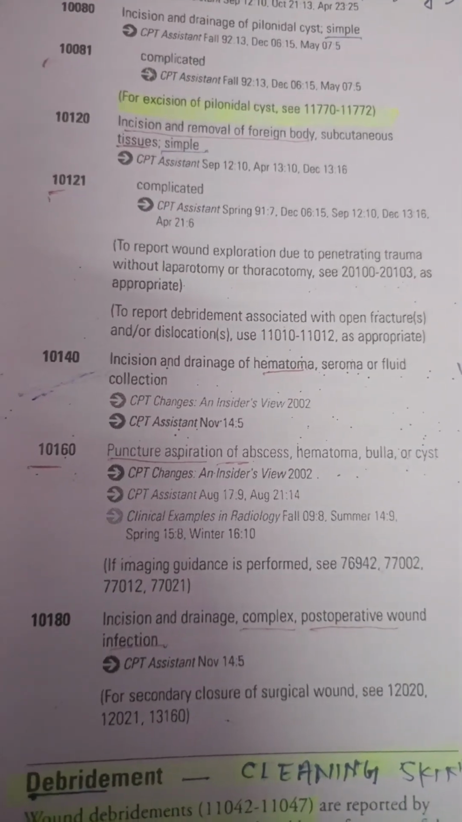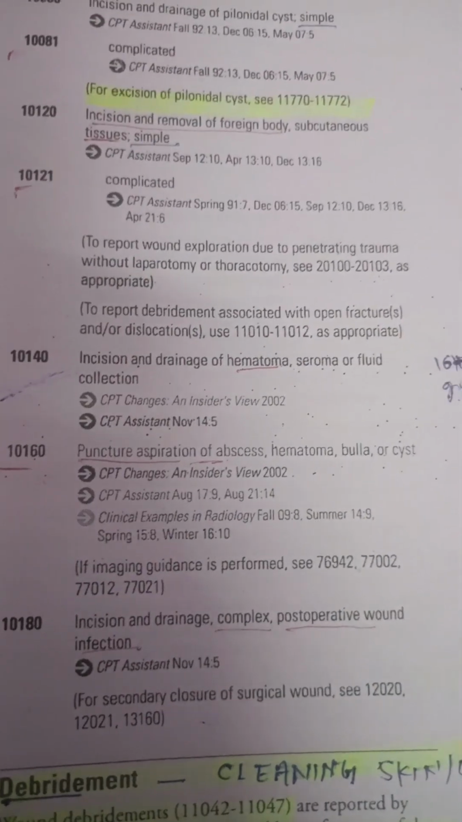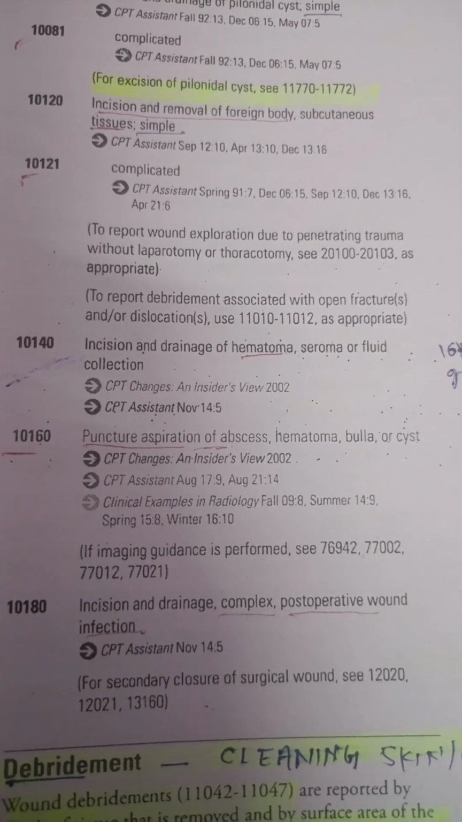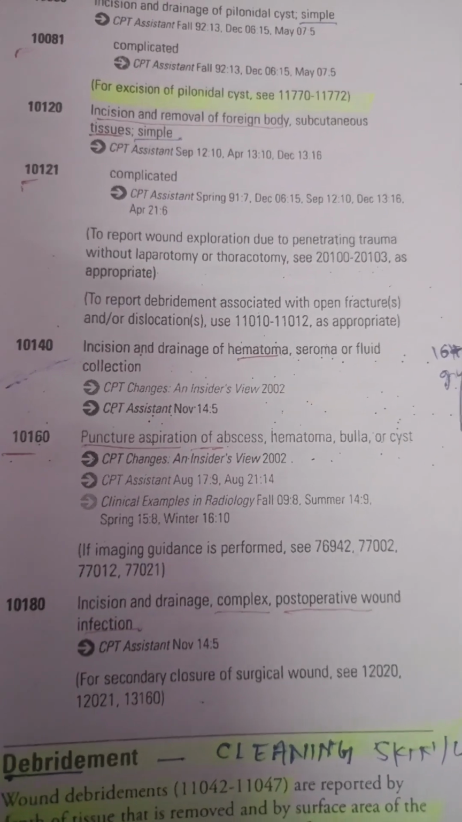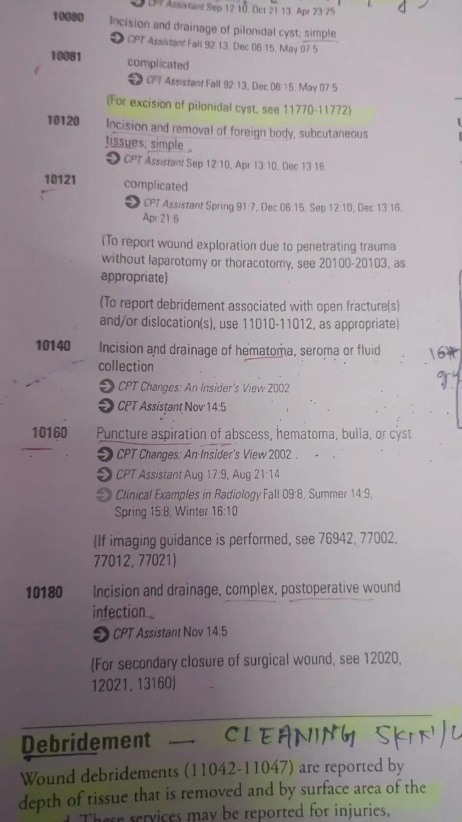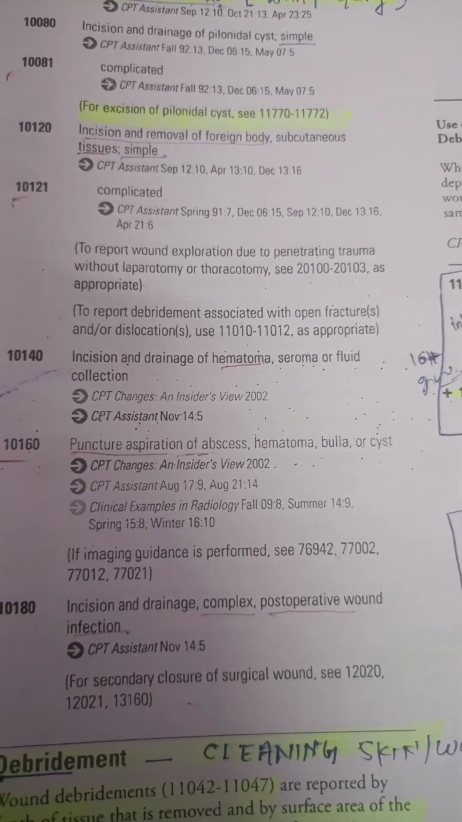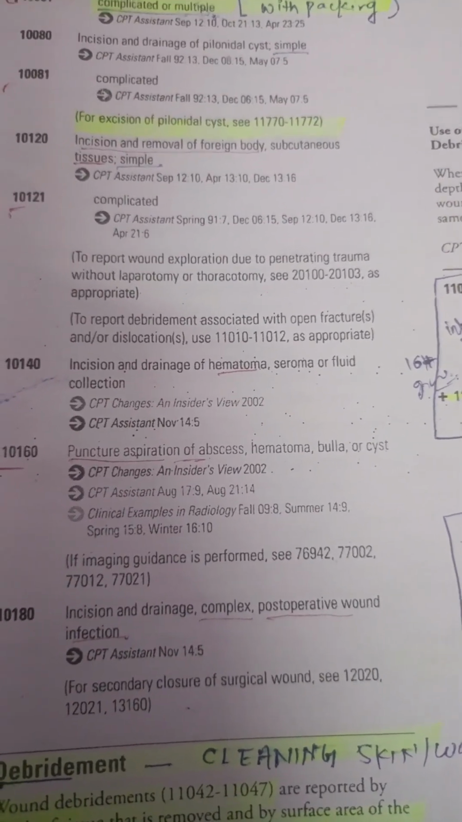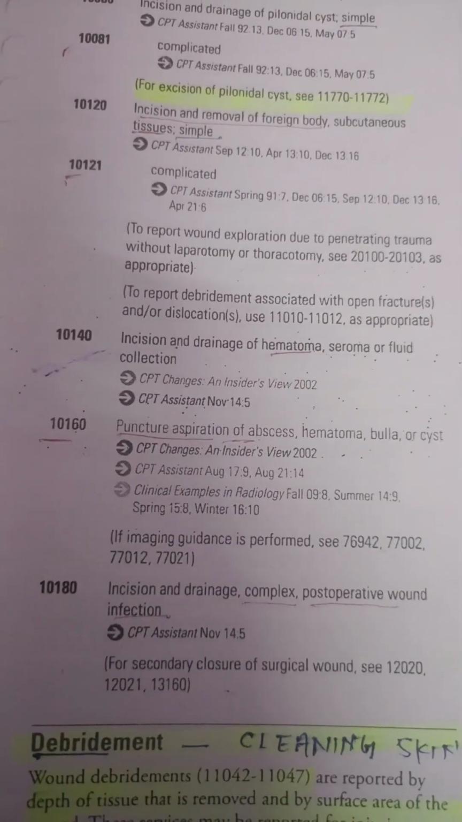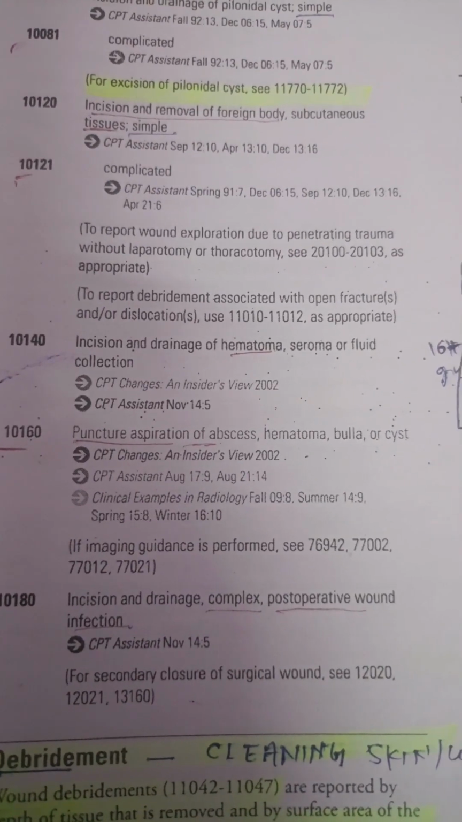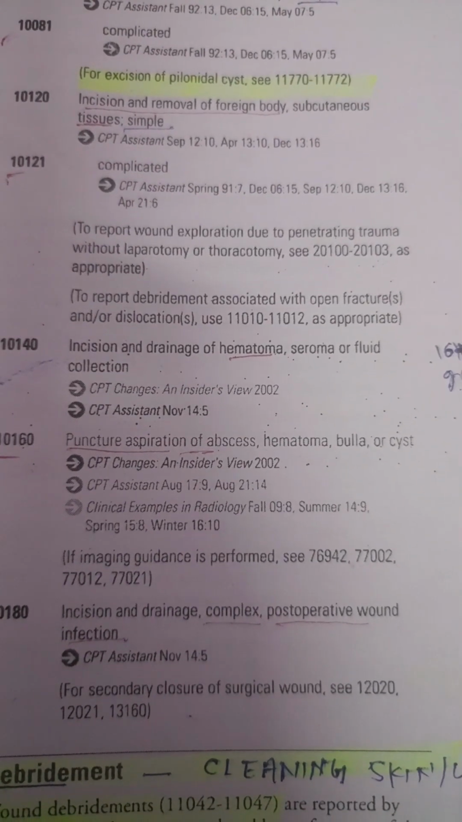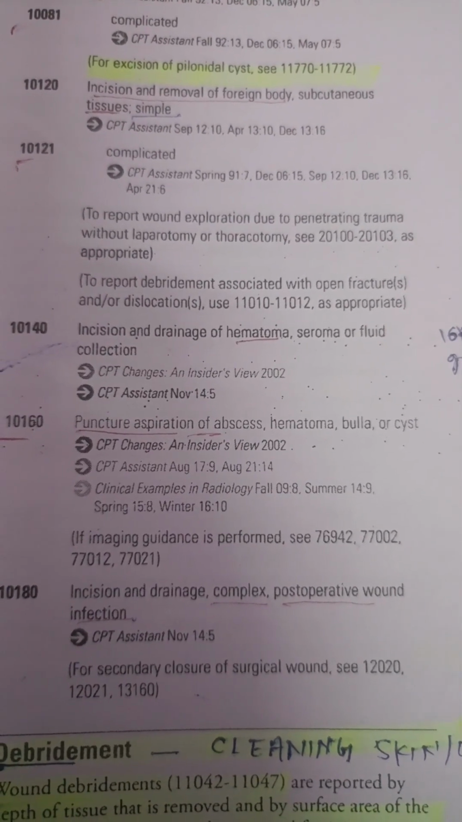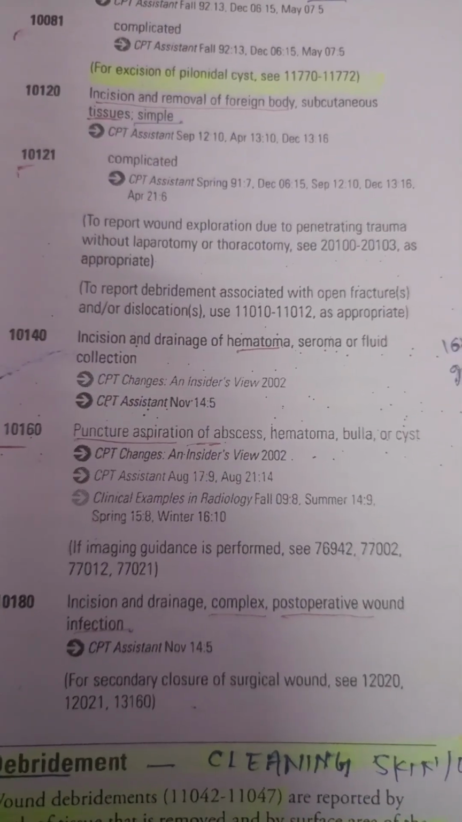Now the 10180, that's an incision and drainage, complex, post-operative wound infection. That is an incision and drainage complex after the post-operative wound infection. If the wound infection occurs after the post-operative period, then the physician does incision and drainage again, and it's a complex procedure. Okay, for secondary closure of surgical wound, we have to see the 12020, 12021 and 13160. Okay, these series codes we have to check.